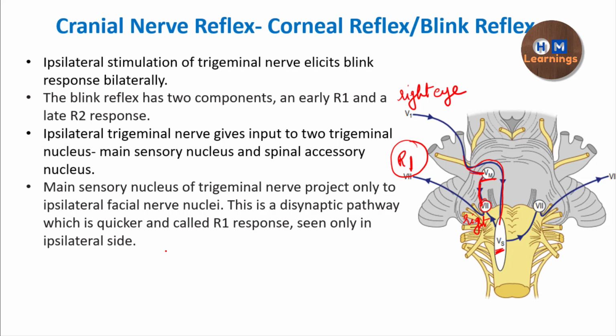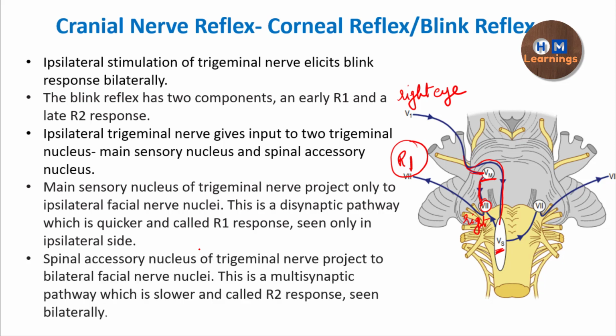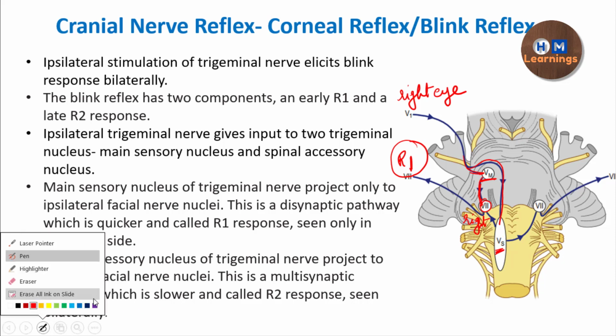Now the next important thing. This is something very understandable: we are stimulating on the right side and getting the response from the right side. What we are looking for is how we get the response from the opposite side. Some of the projections go to the spinal nucleus of the trigeminal nerve. Now I will change the color of the pen.